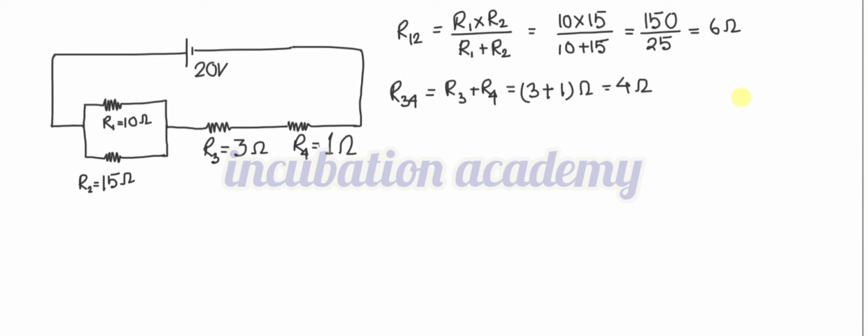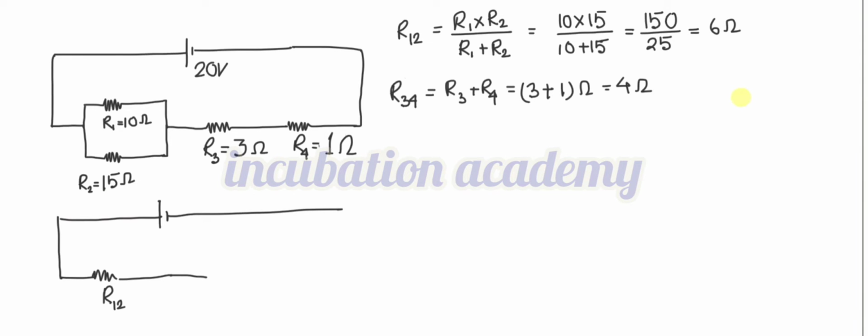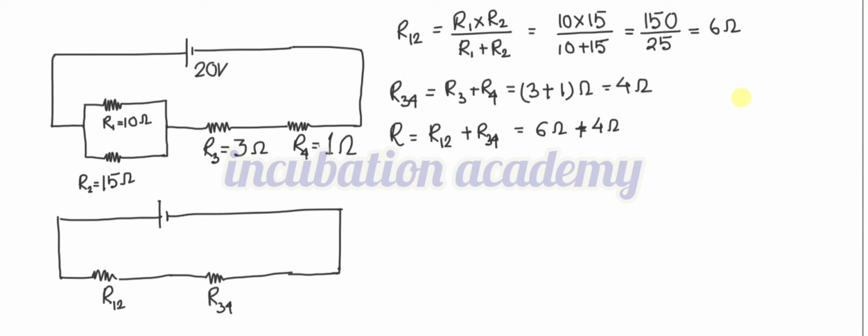Now let me draw the equivalent of this circuit. The 20 volt source is here, and a single resistance will be here instead of the parallel combination of R1 and R2, which is the equivalent of R1 R2. R3 and R4 are in series, and we have calculated their equivalent, so I am naming it R34. Now R12 and R34 are in series combination, so the equivalent resistance of this circuit is the series combination of R12 and R34. R12 is 6 ohm, R34 is 4 ohm, so 6 ohm plus 4 ohm is equal to 10 ohm. So 10 ohm is the equivalent of this circuit. Let me draw it: this is simply a resistor of 10 ohm.